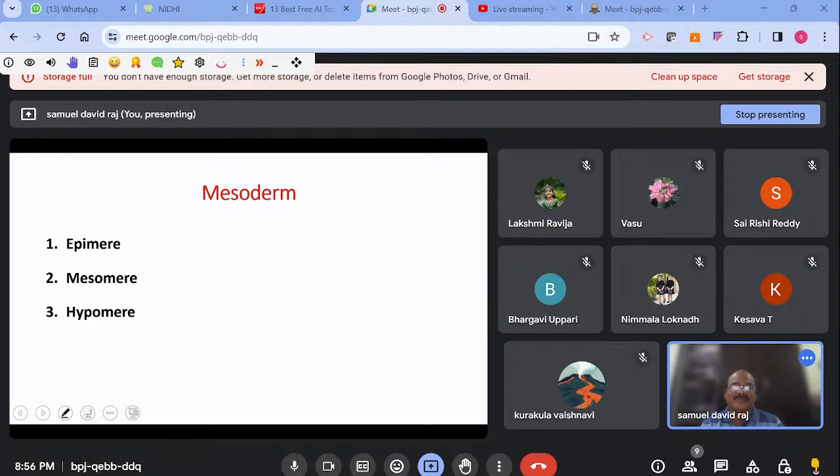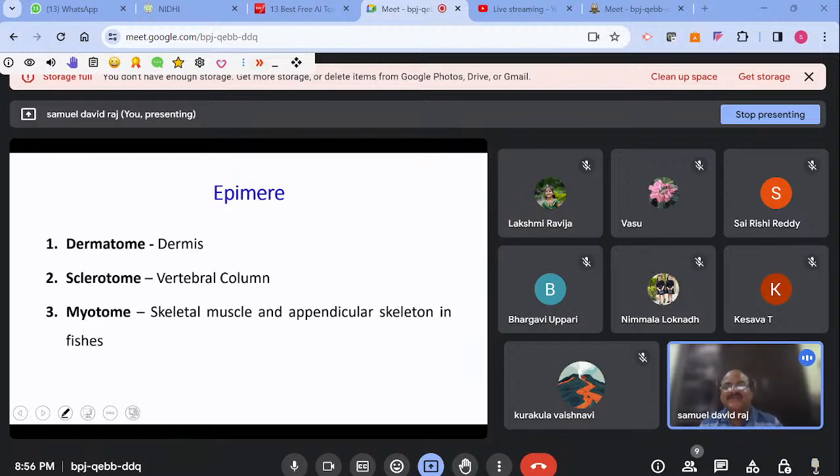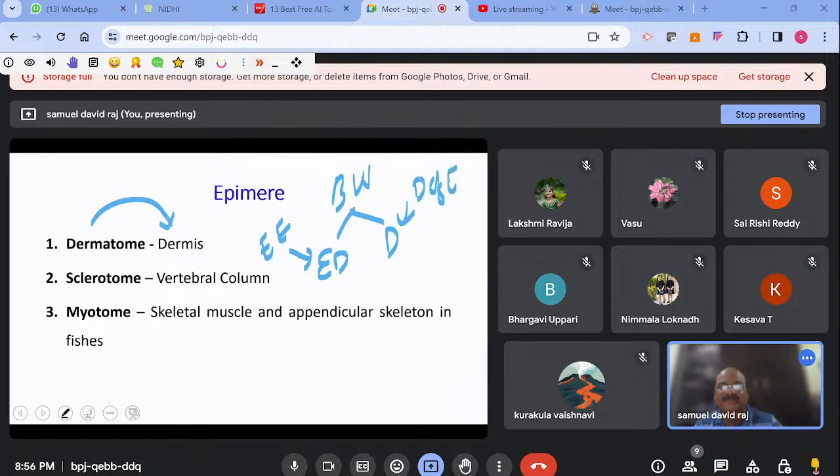And coming to mesoderm. I've just depicted that mesoderm is divided into three parts: epimere, mesomere, and hypomere. Epimere is again divided into dermatome, sclerotome, and myotome. So the name itself is clear. Dermatome forms dermis. We have the body wall. The body wall has skin. The skin has epidermis and dermis. Epidermis is derived from epidermal ectoderm, and dermis is derived from the dermatome of epimere.